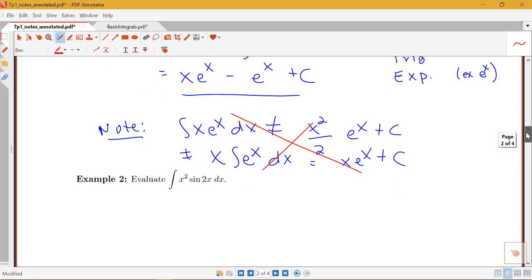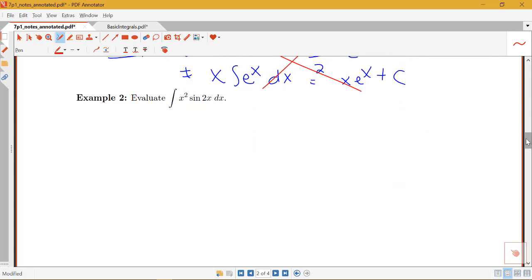Okay, so let's look at another example here where integration by parts is going to be helpful to us. So I have this integral of x squared times sine 2x dx. I remember that my integration by parts formula says the integral of u dv is uv minus the integral of v du. And I'm going to prioritize using my ILATE guideline.